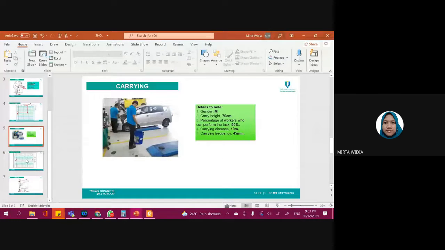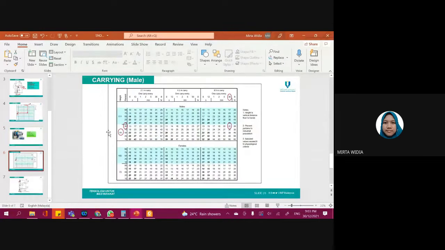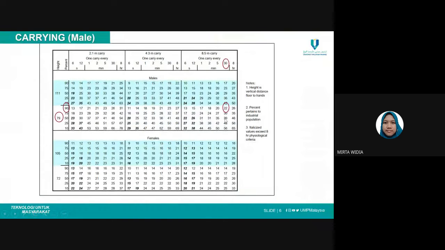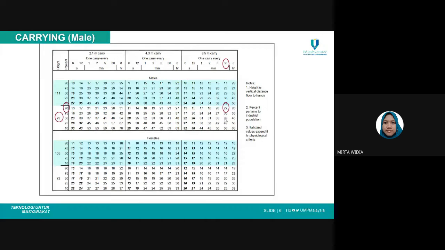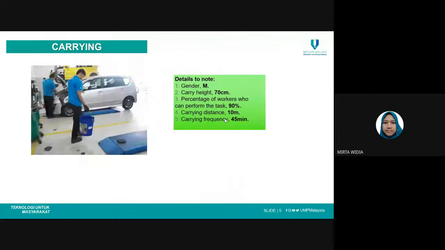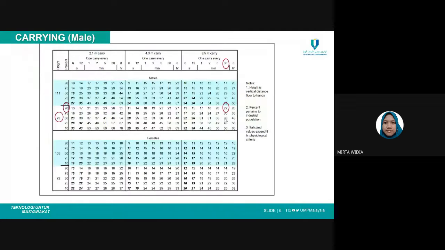So this is the carrying situation. This is the table for carrying. The steps are the same as before. First, we need to know the gender, male, so we choose the male table. And then the carry height is 70. First, we need to choose the height condition. 70 is nearest or closest to 79, so we choose 79.